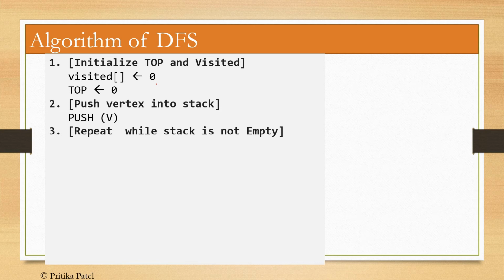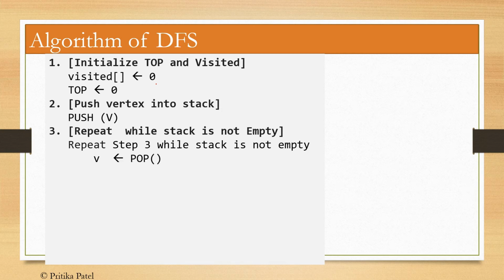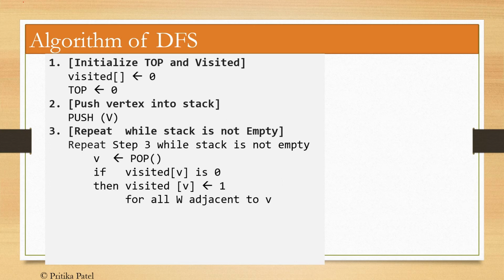Now step number 3, repeat while stack is not empty, right? This step number 3 is repeated until the stack becomes empty. Pop a vertex and store it into V. If the visited array is 0, then visit V and set it to 1, for all W adjacent to V, right?